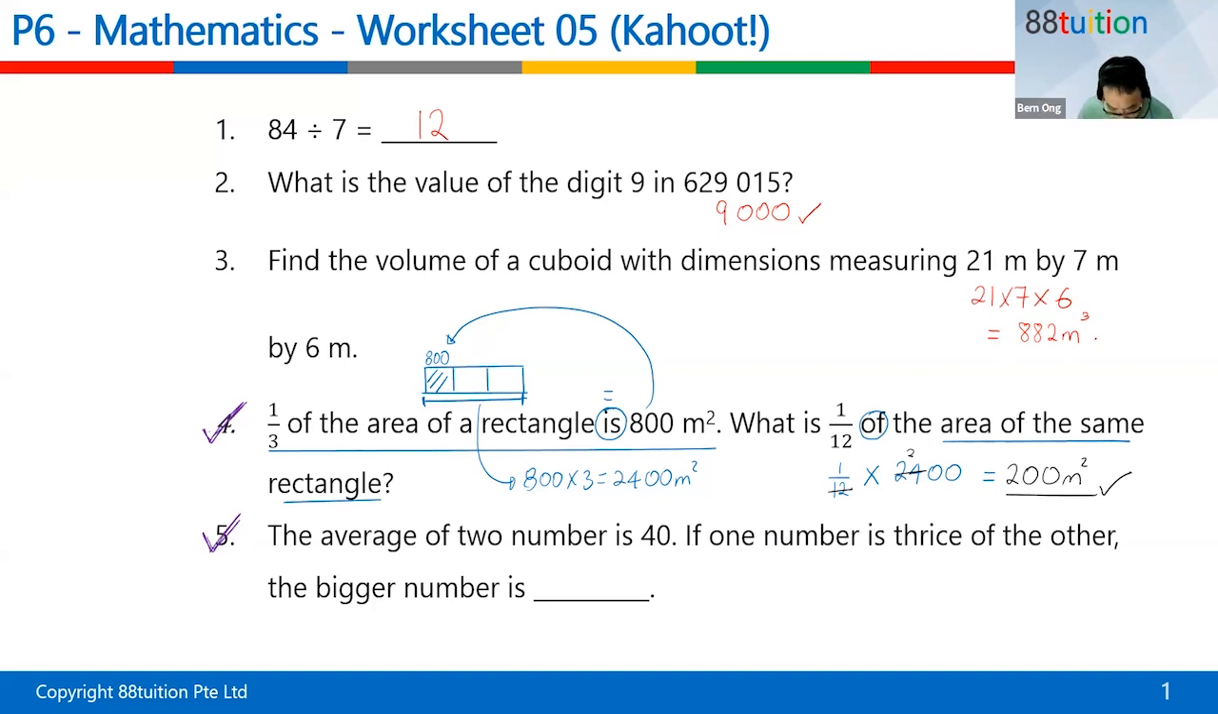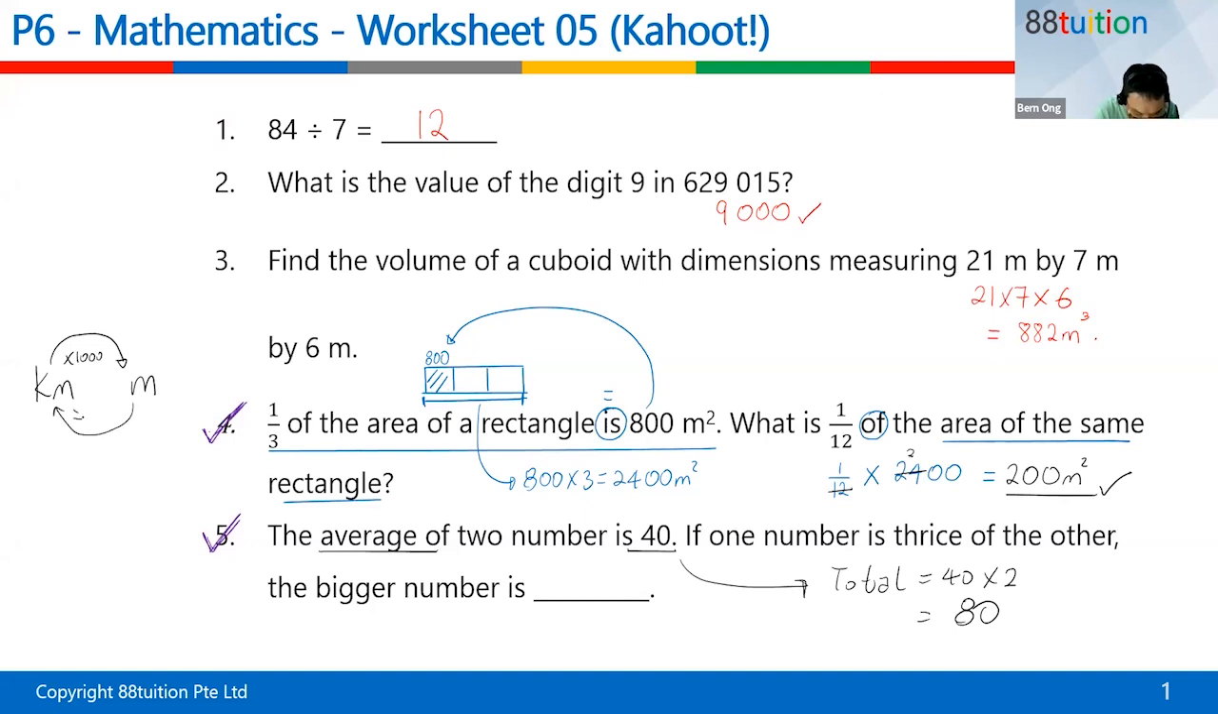So the average of 2 numbers is 40. Children, remember or not? When the question gives you average, Primary 5, you automatically find the total. Total is the reverse. 40 with 2 numbers, times 2, is equal to 80. It's an automatic thing, like conversion. For example, kilometer to meter is times 1,000, and meter to kilometer is divided by 1,000.